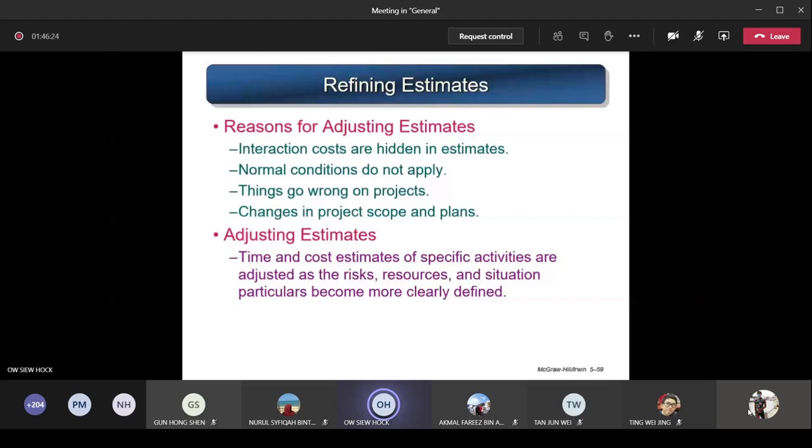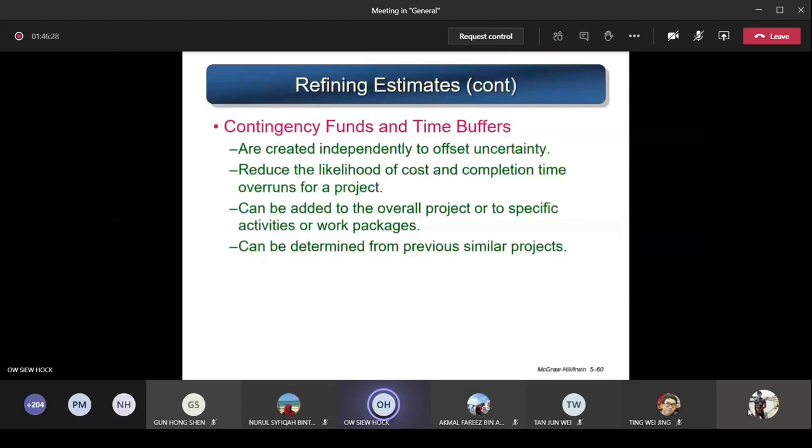So next, contingency funds and time buffer. That's what I mentioned just now, you see? Unexpected risk is going to happen. Because of that unexpected incident, you apply a fund called contingency funds. These are created independently to offset uncertainty. There are uncertain things, risks that happen. You do not expect certain things to happen. So you allocate a sum. This amount is called the contingency fund, to cover whatever unexpected incident happens that is going to cost you more money. And you also allocate more time. That's called the time buffer.